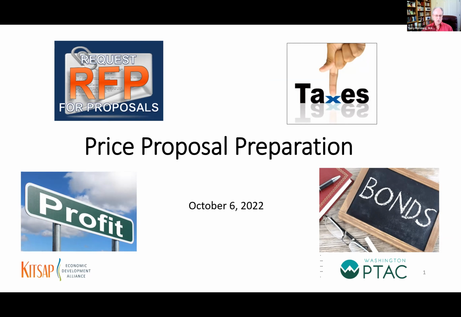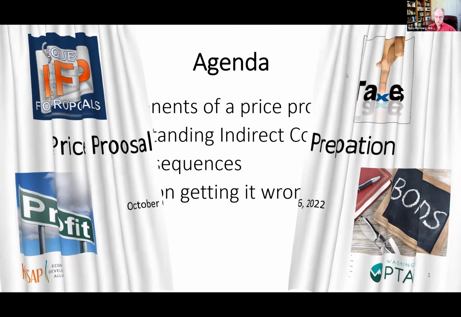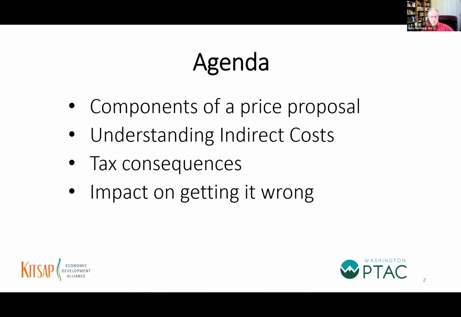Okay, so there's slide 1. There's a few pictures on there, things you need to know about putting a cost proposal together. We got profit, bonds, taxes, and there's more things too. All right, so our agenda today is learning the components of a price or cost proposal, understanding indirect costs, that's overhead, tax consequences, and the impact in getting it wrong.